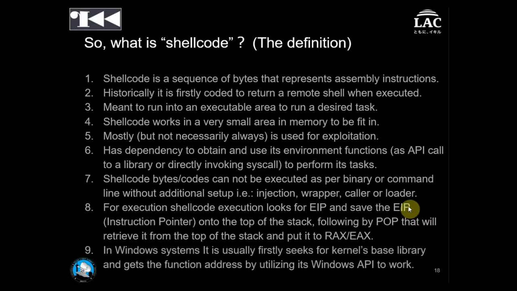And in Windows systems, it usually first seeks the kernel's base library and utilizes any kind of API that can be provided from there, and then gets the functions or addresses desired to utilize those APIs to perform its operations, for reasons that I'll explain after this.